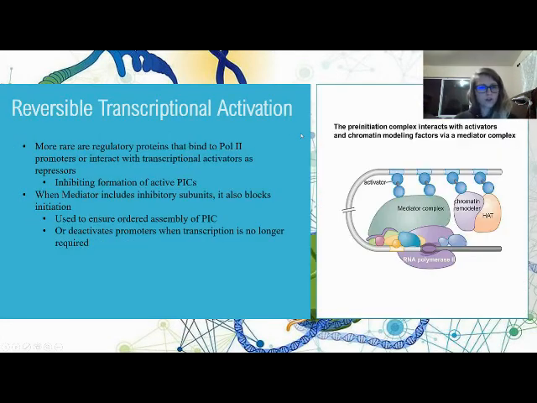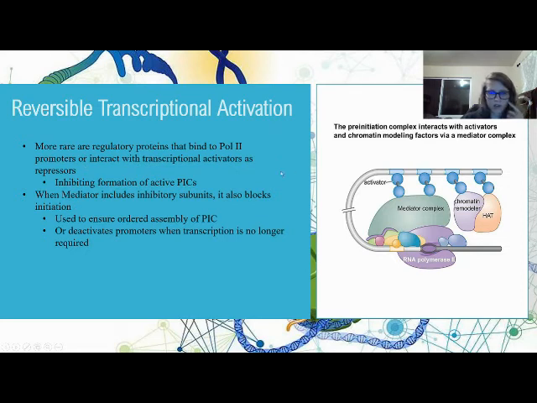Reversible transcriptional activation is more rare. Regulatory proteins that bind to RNA polymerase II promoters or interact with transcriptional activators act as repressors. This inhibits the formation of the pre-initiation complex, which I have on the right-hand side here, that interacts with the activators and chromatin remodeling factors through the mediator complex.